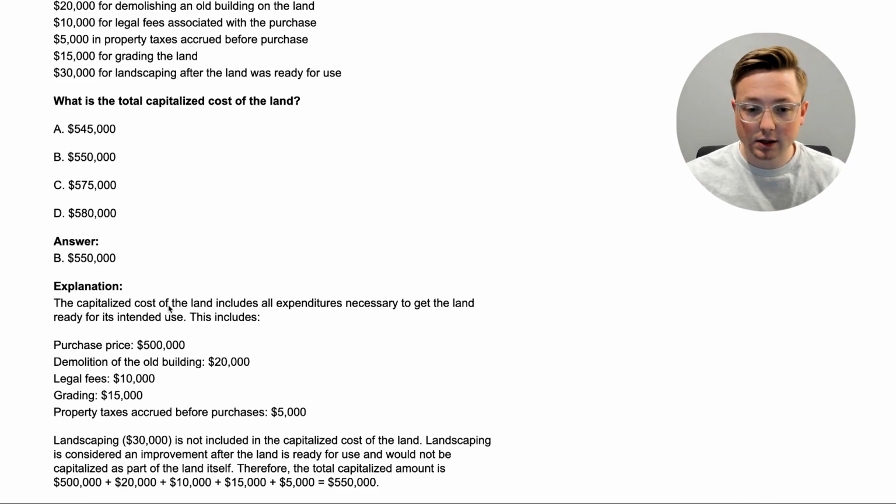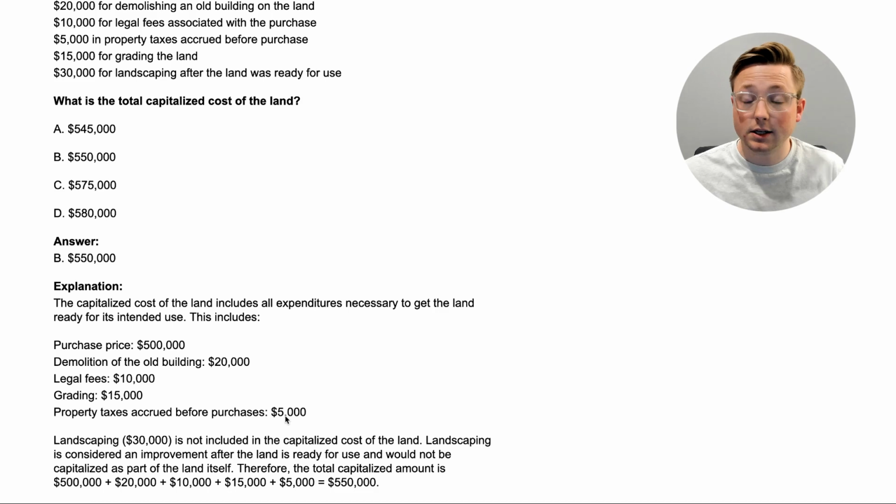So the capitalized cost of the land includes all expenditures necessary to get the land ready for its intended use. This includes, of course, the purchase price. It includes the demolition of the old building because you had to get rid of that to be able to use the land. It includes the legal fees that came along with purchasing the land, grading the land, and then property taxes accrued before purchase. This is something that I struggled with for a while because in my head I was like, oh, property taxes is something that's pretty much kind of separate from a lot of things when it comes to accounting.